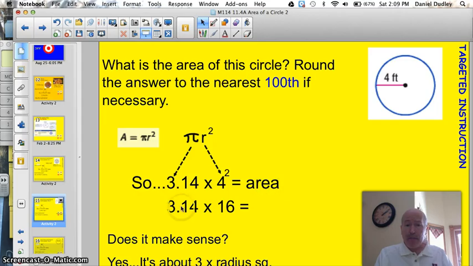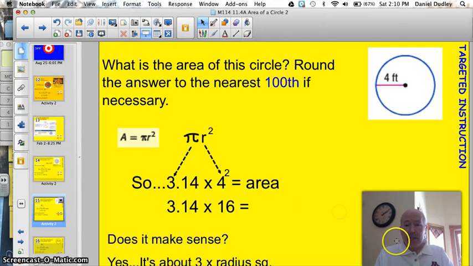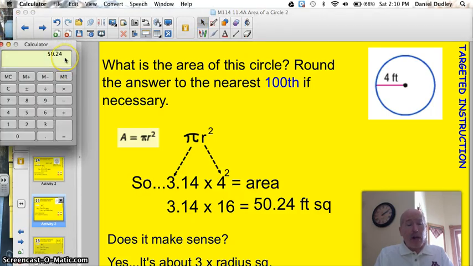So I simplified it. 3.14 times 16, because that's what 4 squared is. And I'll pop that into the calculator. 3.14 times 16 equals 50.24. And of course that's going to be feet squared, so I'm going to slide that up there. Now I have to round it. I'm going to show my calculator too here. 50.24. I don't need to round it, do I? Because it's just 2 digits and I'm supposed to round to the nearest hundredth if necessary. So this is already expressed as hundredths.